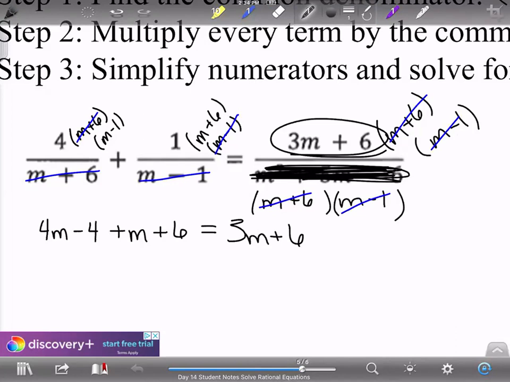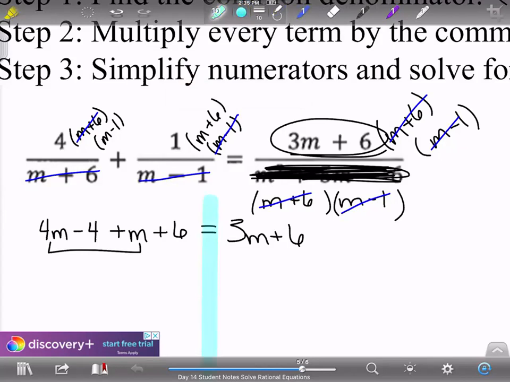So now I'm going to look at what's left, and I'm going to decide whether this is a quadratic or a linear equation. Again, we're always looking at the variables to see if we have any x squareds, or in this case, m squareds. For this problem, we do not. So this is just a linear equation. We want to get our like terms put together, and then we're going to move all the variables to one side, all the constants to the other. So in this case, I'm going to combine the 4m and the m. They're on the same side of our equal sign here.